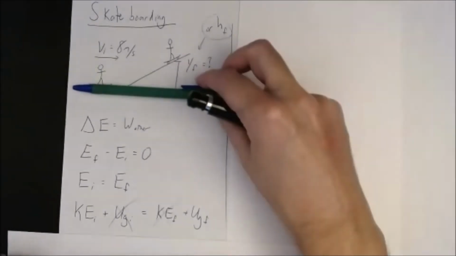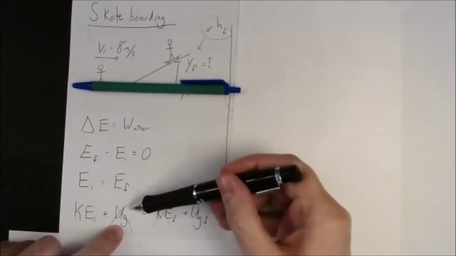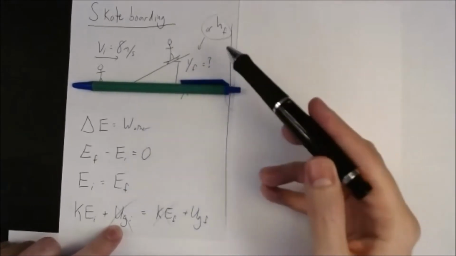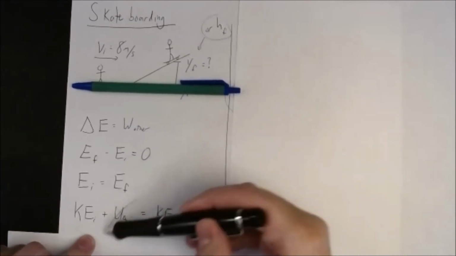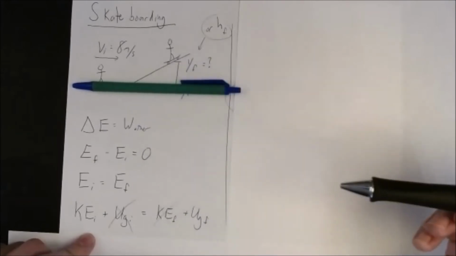Well, if she starts down here, her height is 0. Gravitational potential energy initially is 0 at that point, so we can just cross that out right there. I'm asking, how high up does she go?